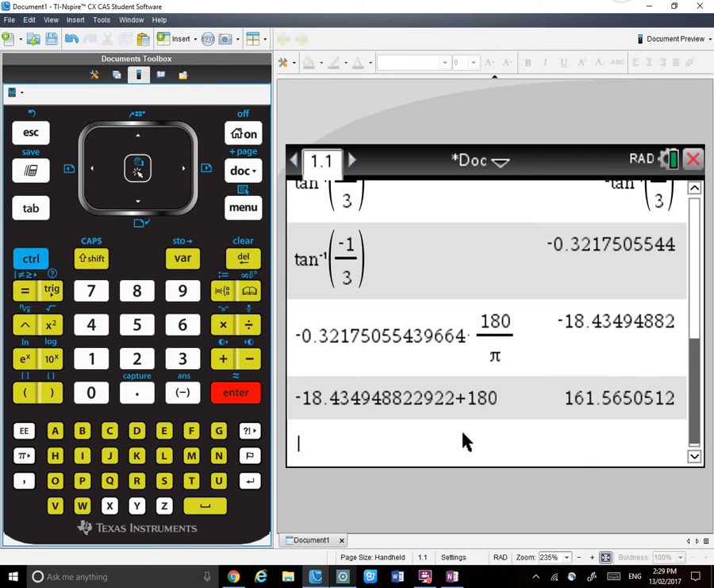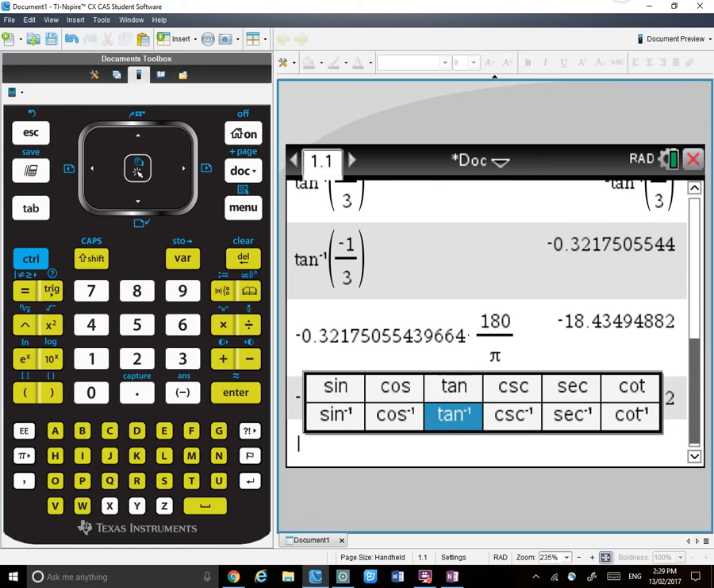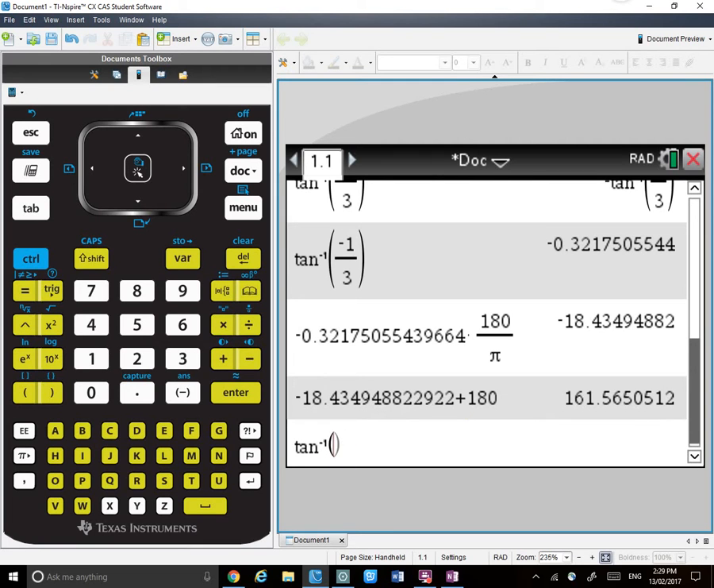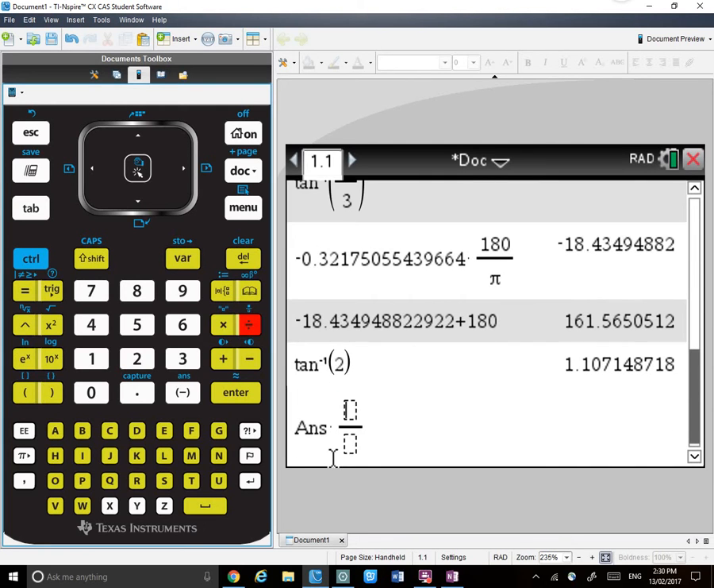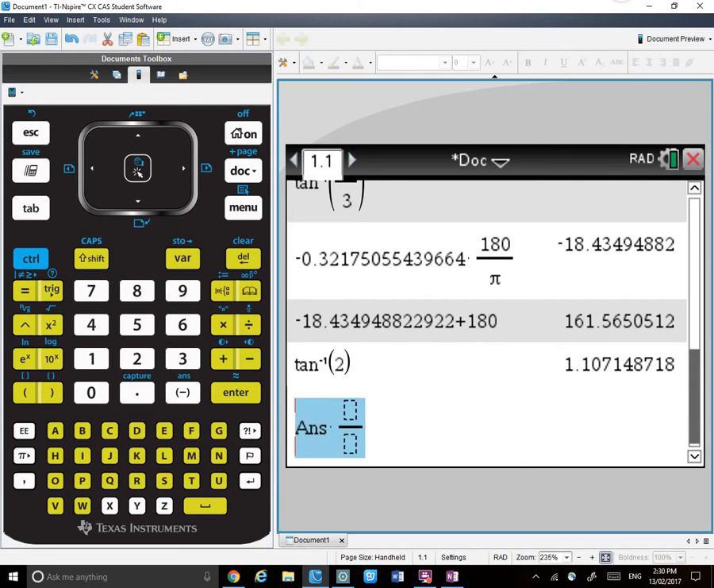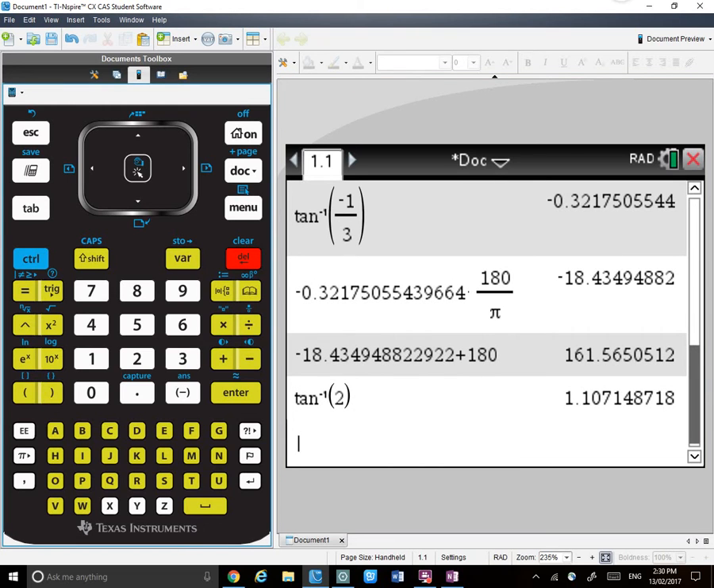Tangent inverse of 2. That gives me this. I will times this by... I want to show you this, but how can I show you this? If you want to, okay, I will show you here. Just wait a moment. I want to show you a function which I'm not sure if this will work.